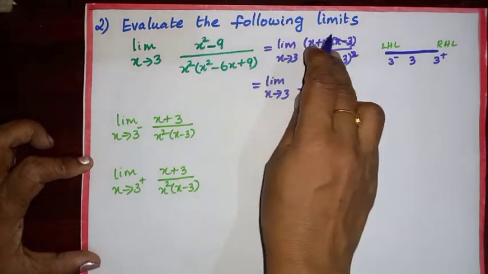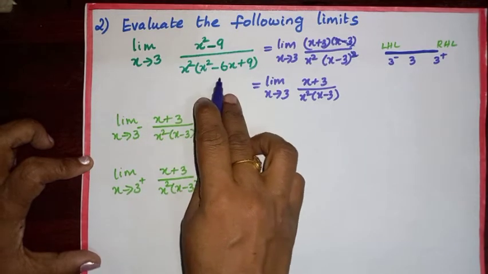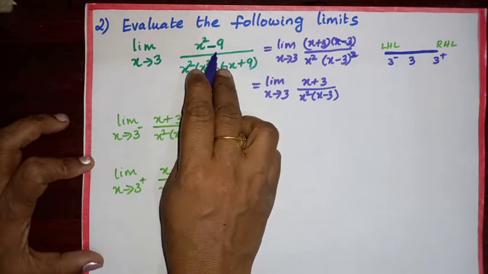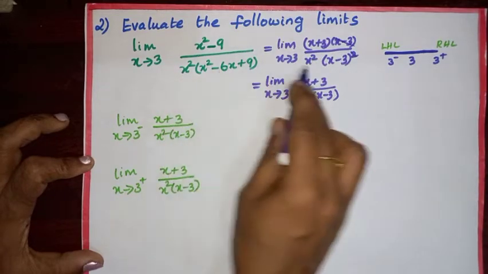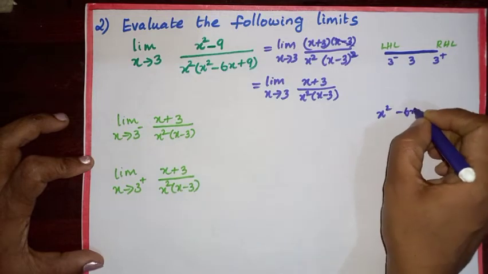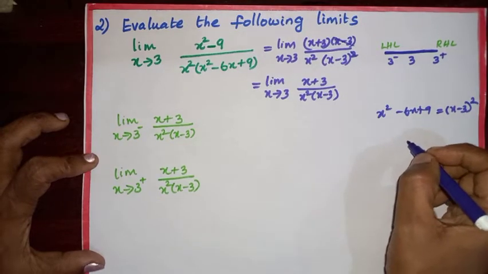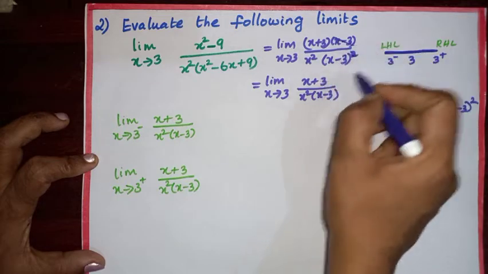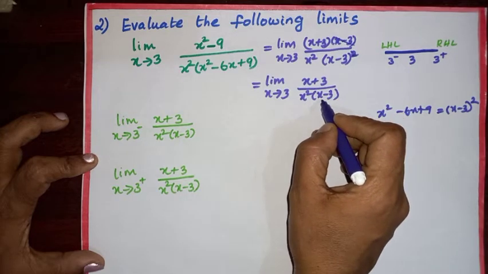Question number 2. Evaluate the following limits. Limit x tends to 3, (x square minus 9) by (x square into (x square minus 6x plus 9)). I am going to use the identity a square minus b square. Then x square minus 9 becomes (x plus 3) into (x minus 3), divided by x square minus 6x plus 9, which is equal to (x minus 3) the whole square by using the identity (a minus b) the whole square. So x square into (x minus 3) the whole square. One of the (x minus 3) is cancelled, which is equal to limit x tends to 3, (x plus 3) by x square into (x minus 3).